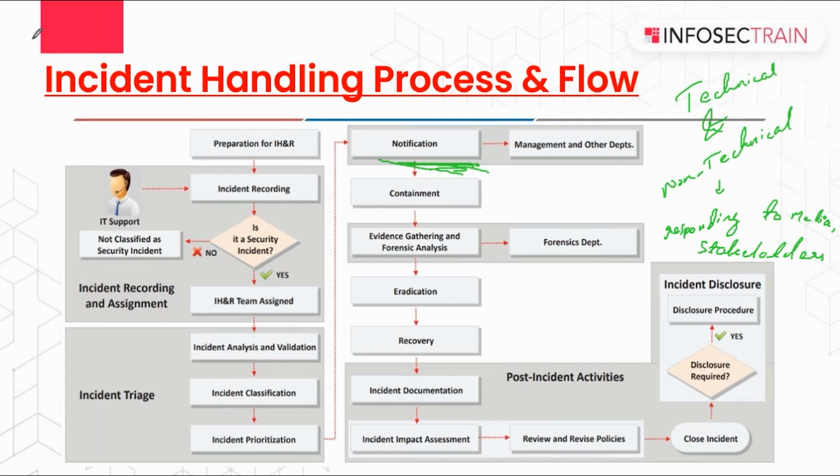First we close it. Close as in first you will be removing each and everything. First you will make sure your systems are recovered, they have their data back, and they are back to the business process. After that, you can disclose it. So what happens over here, as you can see in this image also, in persons and activity, we have incident documentation, incident impact assessment, incident review and policies, and then close incidents, like to disclose to others whether or not we want to do that. Clear?